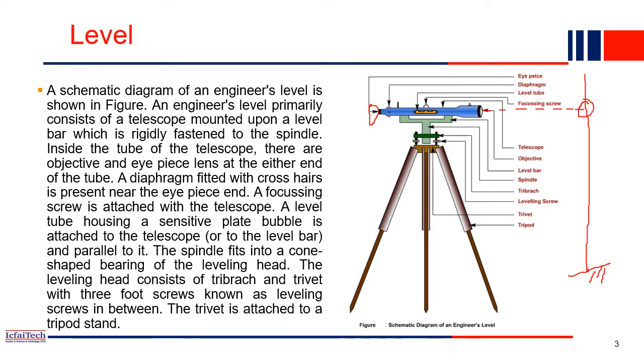In the diaphragm, basically you will see a circular object, right? If you put your eye here, you will see something like that. And in the middle you have this type of crosshair, as we call it, a plus type symbol. So this plus type symbol is there in the diaphragm, like a small crosshair. In that crosshair, we try to match this cross point with the reading on the staff. That is our main objective.